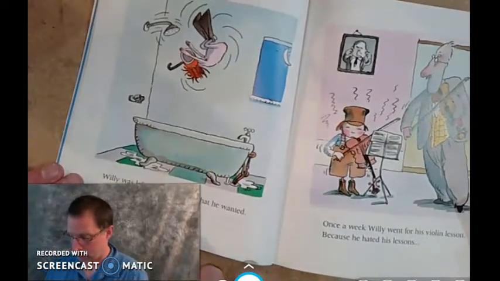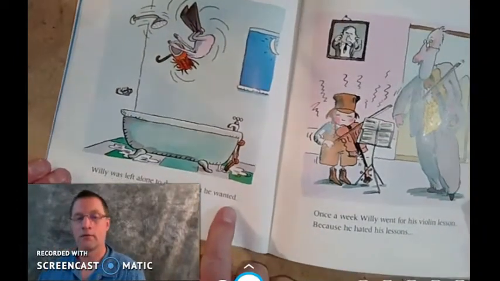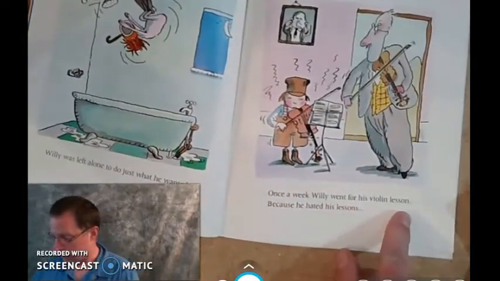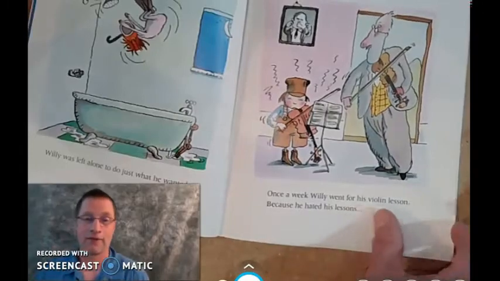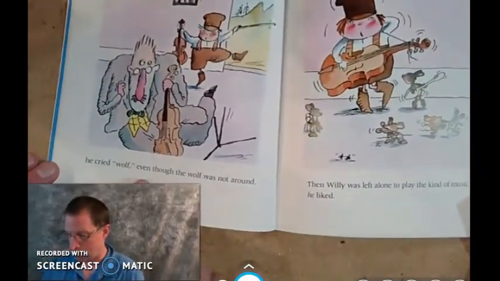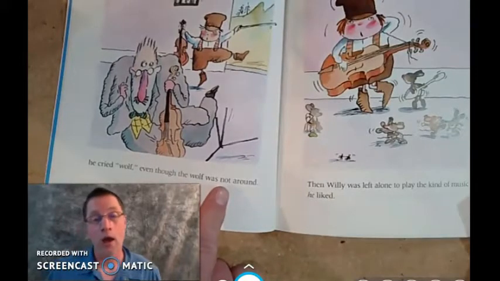Willie was left alone to do what he wanted. Once a week, Willie went for his violin lesson because he hated his lessons. He cried wolf even though the wolf was not around.